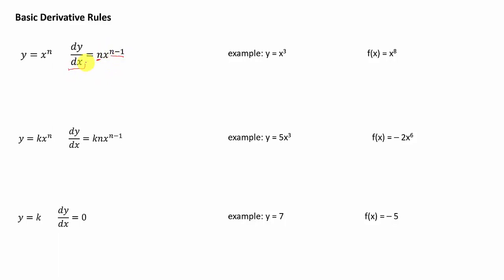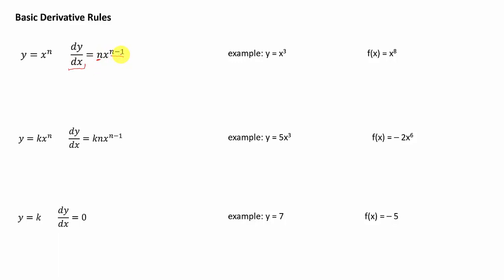Now this right here reads dy over dx. Okay, we'll say dy dx. And that is just the notation for the derivative of y with respect to x. So I don't want you to stress too much about it. If I'm taking the derivative of y, this is the notation that tells me that I'm taking the derivative of y with respect to x. And so again, the n came to the front, and then we subtracted 1 from the power.